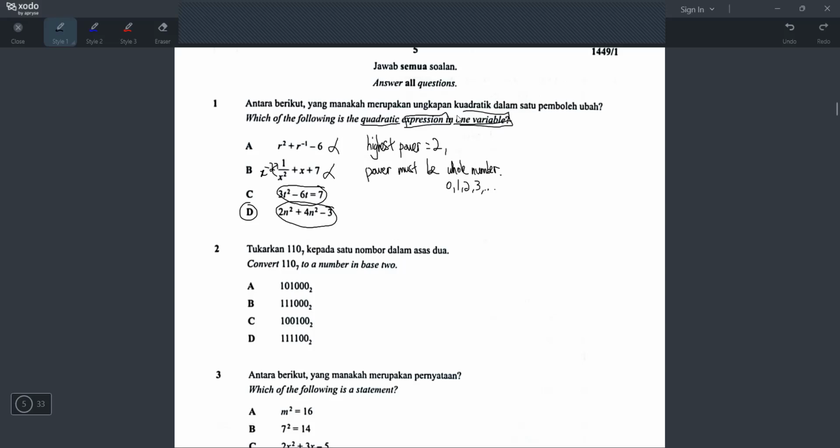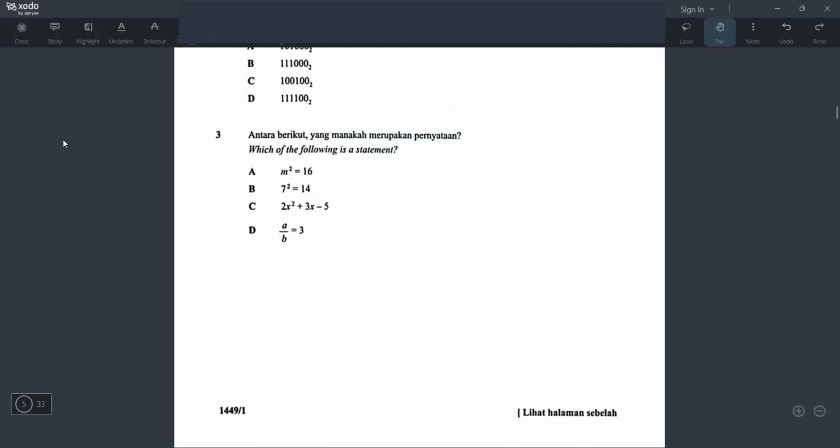And one variable here means there's only one unknown lah. And you can see C only got one unknown, which is T. D also got one unknown, which is N. But I already explained why the answer is D. It's because they ask for expression. Okay, expression cannot have the equal sign. So C is not correct because C is actually a quadratic equation, right? So hope you understand. Let's continue.